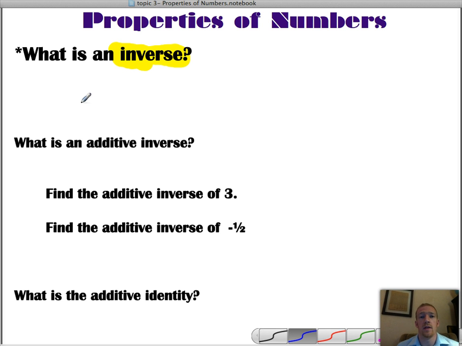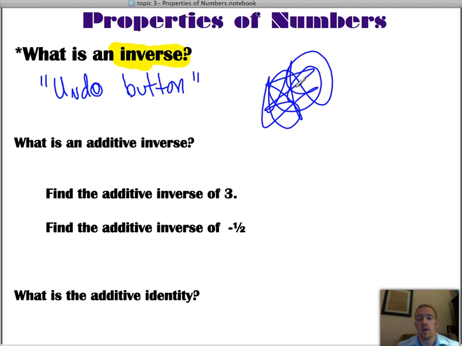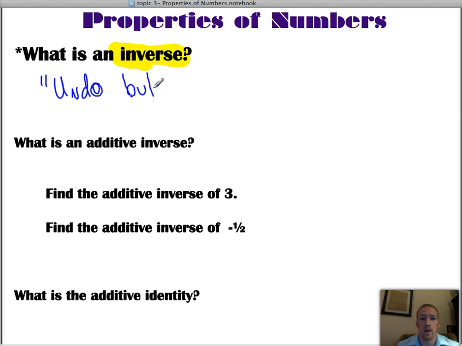So like if I give you $5 and then take $5 away, that's an inverse. One thing undid what I did before. All right, so an inverse is basically like the undo button. So if I do something over here, if that's one operation, the inverse would be undoing that. I don't know why I didn't erase that. All right, so think of undoing.